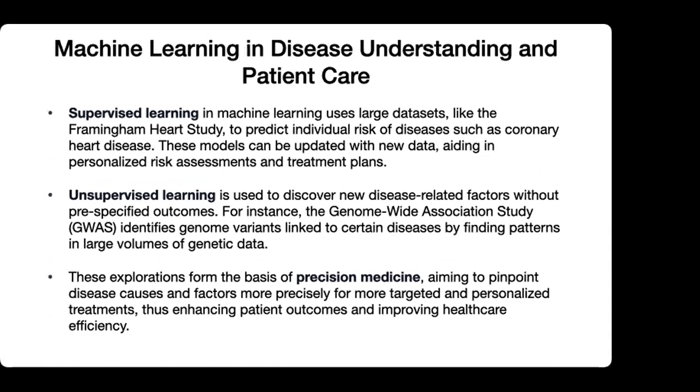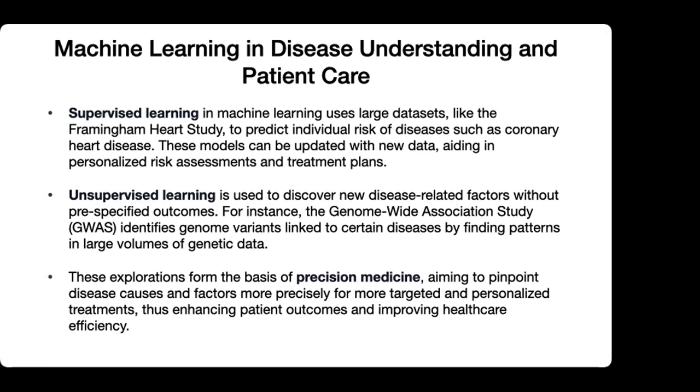Now, I'm giving you a specific example of supervised learning, the use of large data sets like the Framingham Heart Study that can predict individual risk of coronary heart disease. I'm using this actually. I have an app installed in my iPad that can predict how many percent the patient will have coronary artery disease in 5 years. These risk models can be updated and extended as new data becomes available, such as information about variations in the human genome. This helps in personalizing risk assessment and consequently the treatment plans.